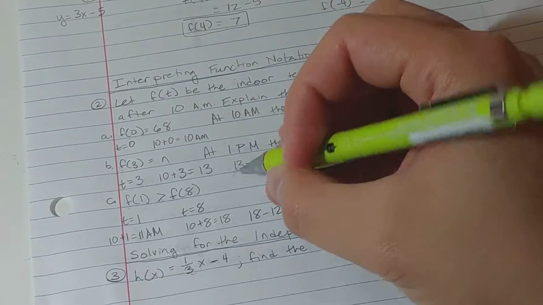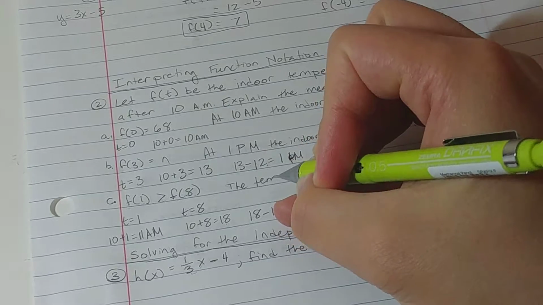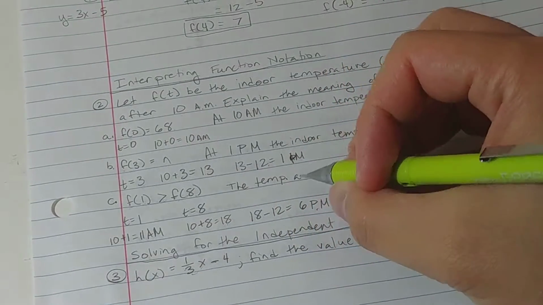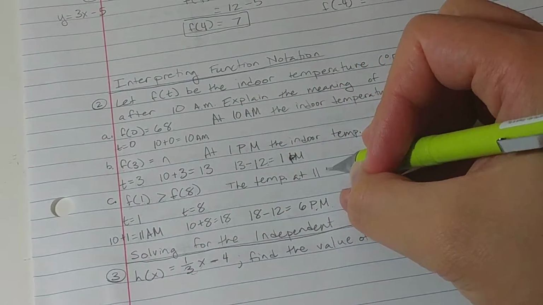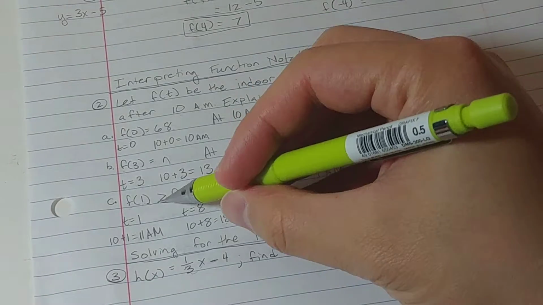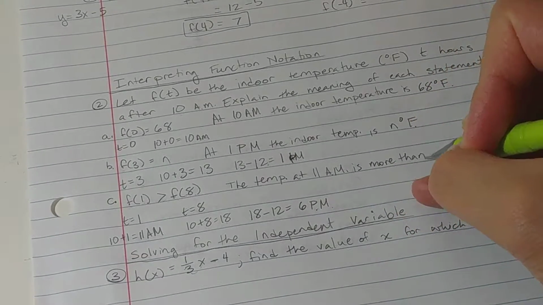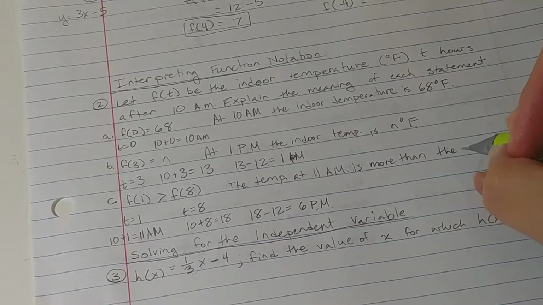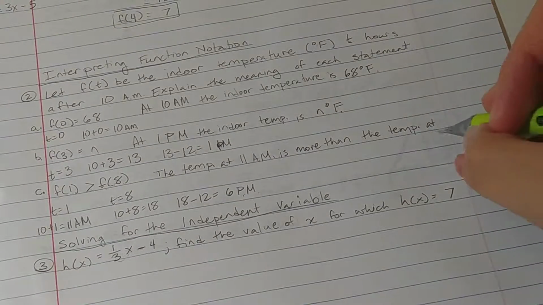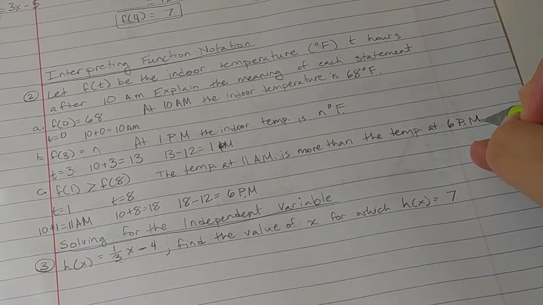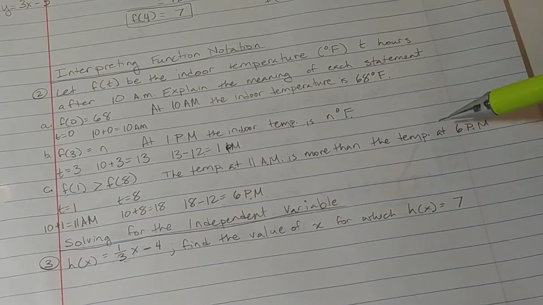Okay, so this says the indoor temperature at 11 a.m. is more than, or you can say it's greater than, the temperature at 6 p.m. All right, so that's what that one says. So it's hotter at 11 a.m. than it is at 6 p.m.